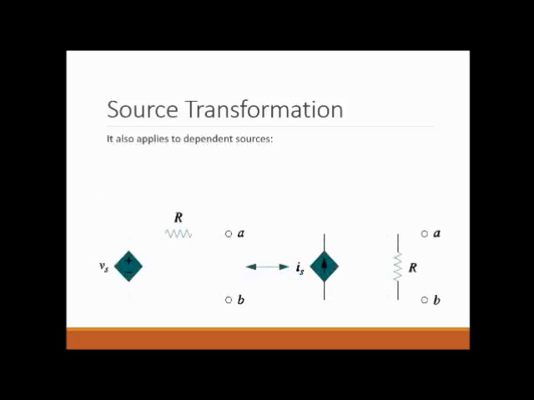Now it can also be applied to dependent sources, like in this case it has a dependent source. You already know how a dependent source looks like. It is in the shape of a rhombus. Now Vs is a dependent voltage source, and we are converting it into a dependent current source. Similarly in this case also Is will be Vs by R, and subsequently the same R will be in parallel to the current source.